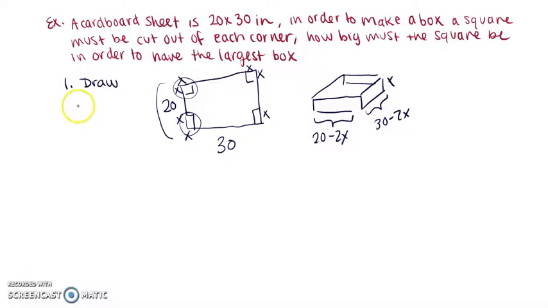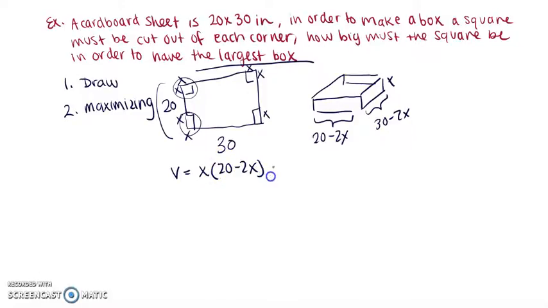Okay? And then our second step is to understand what we are maximizing. In this problem, we can see we have to make the largest box. And that means our volume has to be maximized. So we have to have the largest volume. And so we're going to make an equation for the volume using the things we've already done. So the volume will be length times width times height. So it would be x times 20 minus 2x times 30 minus 2x.